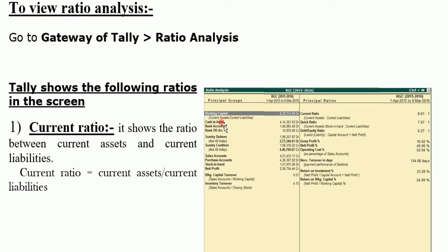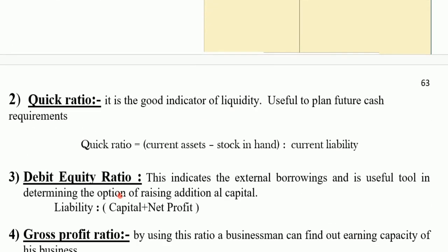The first one is the current ratio. It shows the ratio between current assets and current liability. That is the first one: the ratio between current assets and current liability. And the second one, quick ratio.